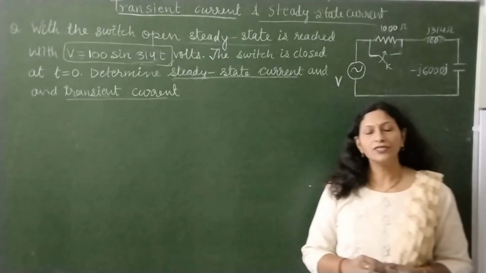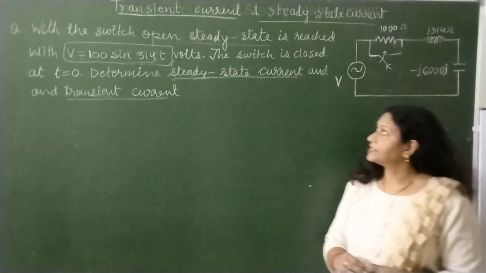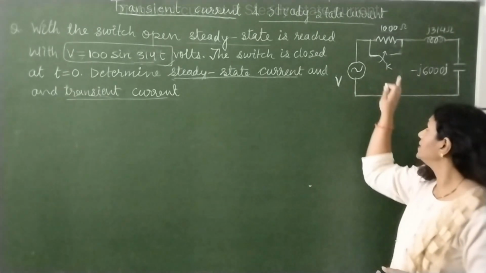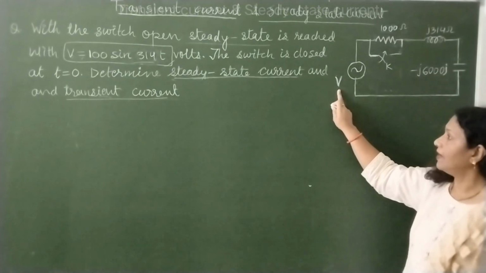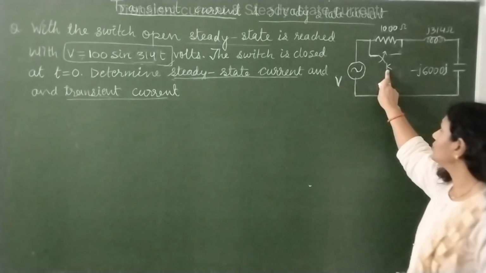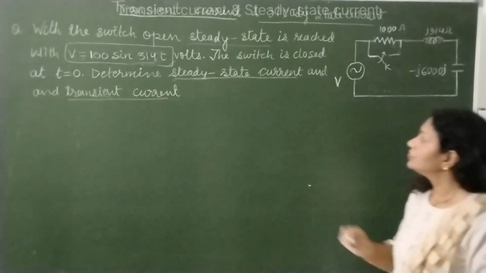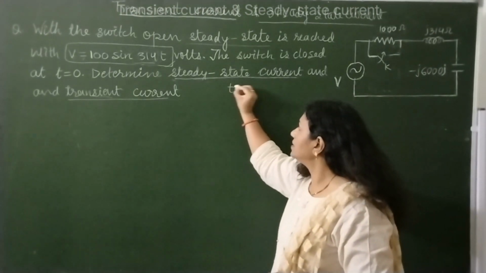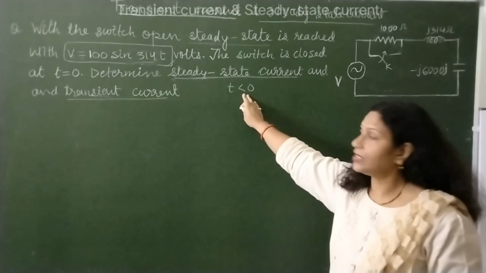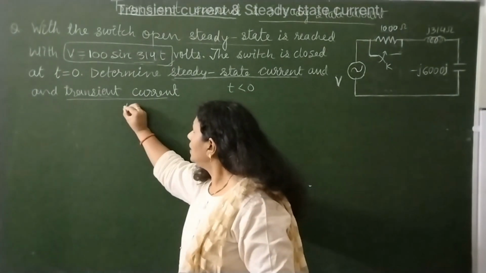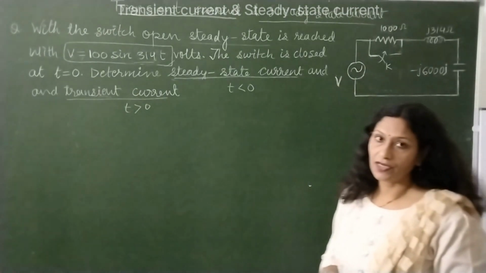Hello students, in this video we will find steady state current as well as transient current for this given RLC series circuit where a sinusoidal input voltage is applied. A switch is given which is closed at time t equals 0. So we will find the steady state current at t less than 0, just prior to switching, and at t greater than 0 we will find the transient current.